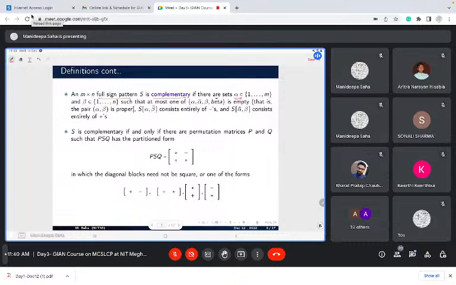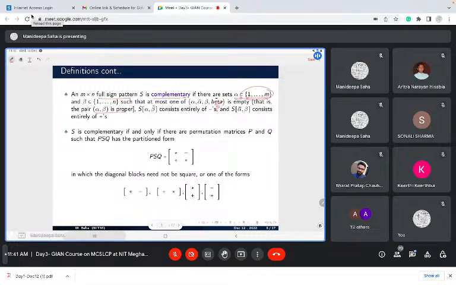bar, this is backslash, I guess I missed it. So this is beta bar. So at most one of them is non-empty. What is alpha bar? Alpha bar means the complement of alpha in this set. So beta bar means the complement of beta in this set. So that means at least one of these sets should be non-empty. Fine. And when such a pair exists, such a pair is called a proper pair, such that the submatrix I considered, alpha and then beta bar, consists of entirely negative signs, and alpha bar beta consists of entirely positive signs.